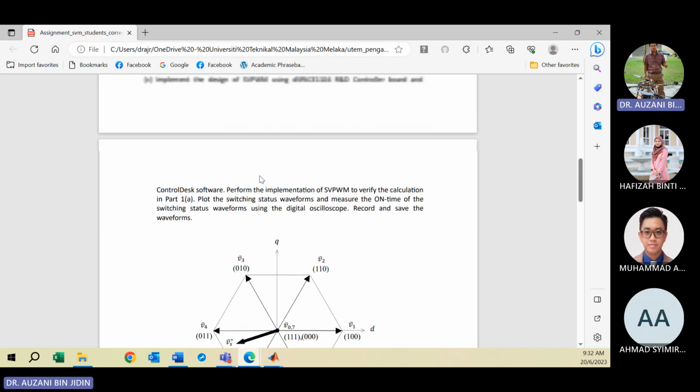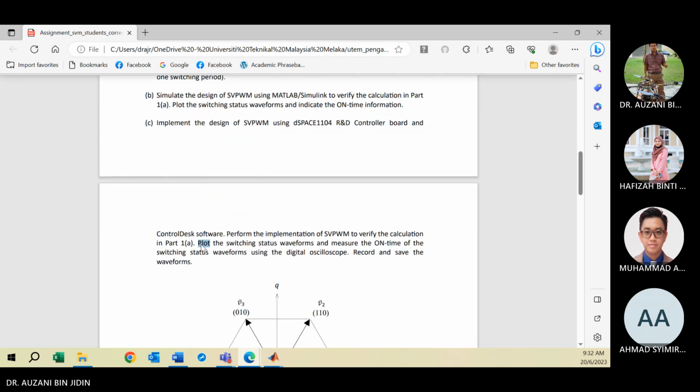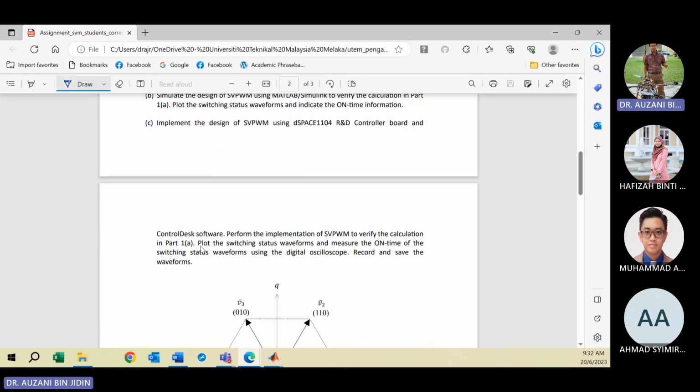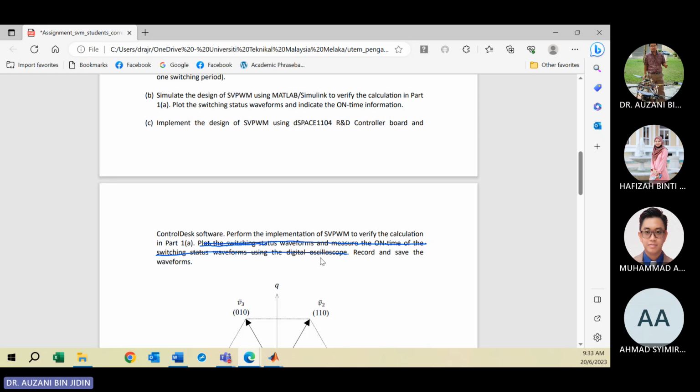Okay, this one no need. For part C, I forgot to say about plotting the switching status. This one no need, you may cancel this part. No need to plot the switching status waveform and measure and analyze the on time using the oscilloscope. You just record and save the waveform for phase voltage, phase current, and frequency spectrum of the output voltage for 3 different speeds: low, medium, and high speed. That's it. Okay, clear? No need to plot the switching state waveform using the oscilloscope because it is difficult and takes time.